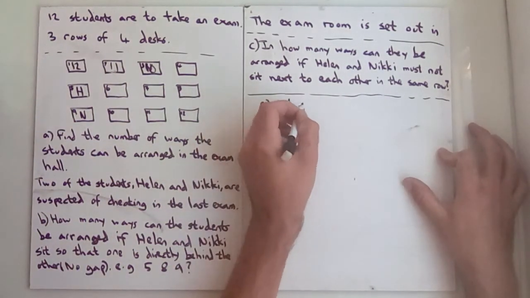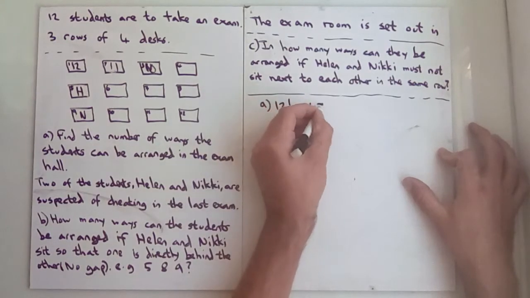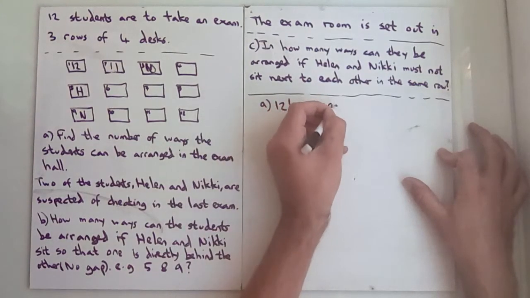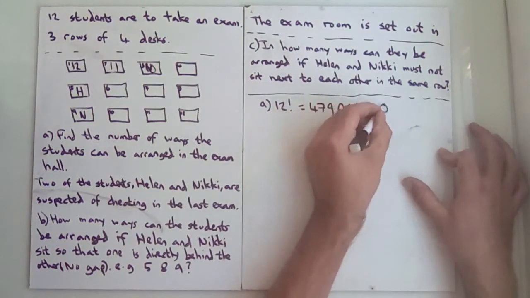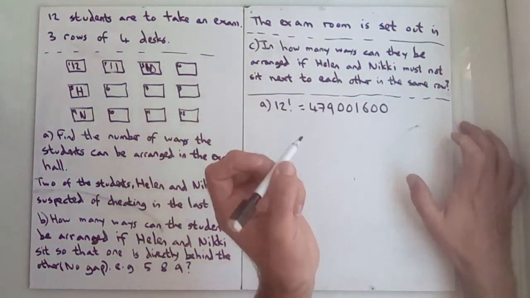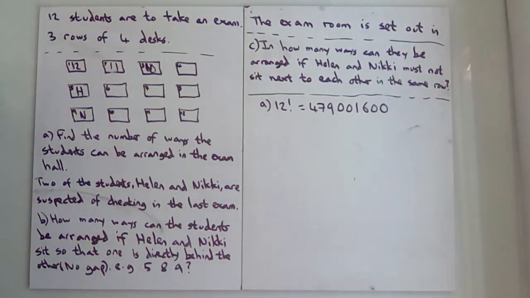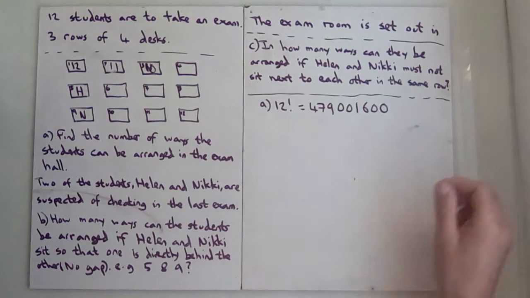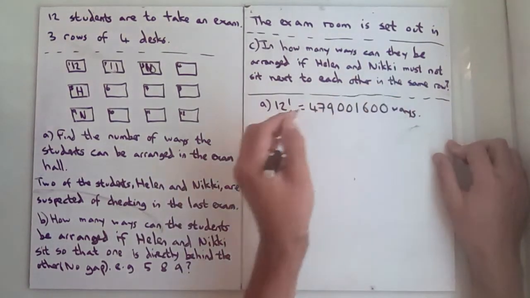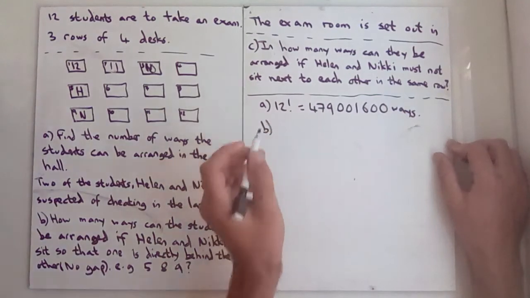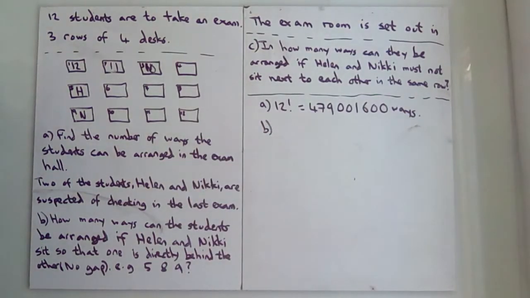And 12 factorial is 479,001,600. So quite a lot. That is 479 million different ways you can arrange these students in 12 desks, if there's no restrictions. So now we bring the restrictions in, and it's more complicated. I'm going to do these in 2 ways. I'll just get rid of this first.